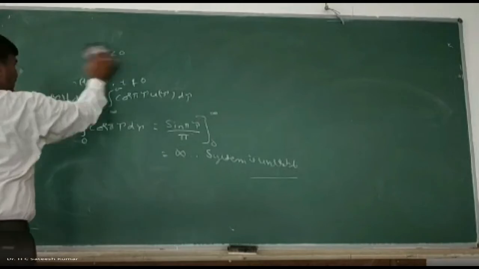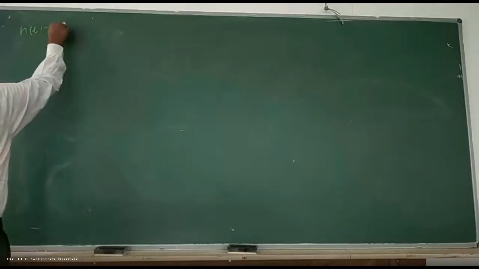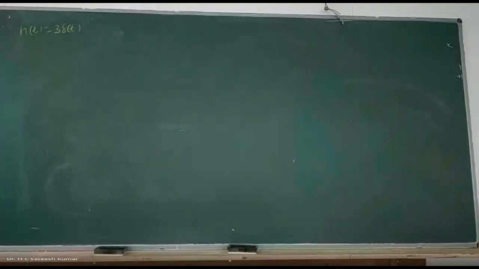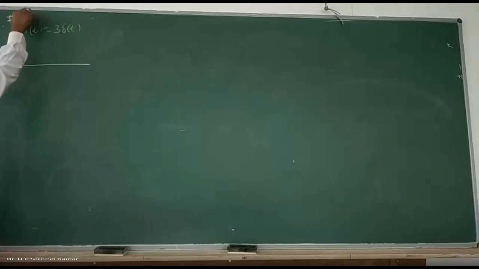One more problem we have in the examination. It's around a 3 marks, 4 marks question. h of t is equal to 3 delta t. So, a very rare kind of problem. I'll just sketch it, it becomes very easy. 4 marks question. Delta t means what? h of t at t is equal to 0, its value is 3. So it becomes very easy to sketch h of t.